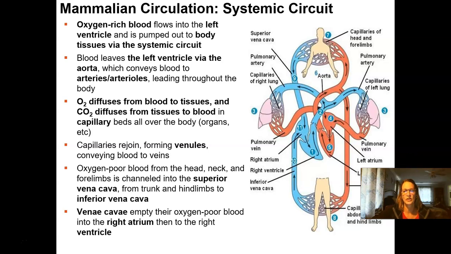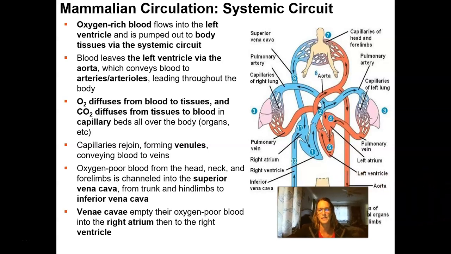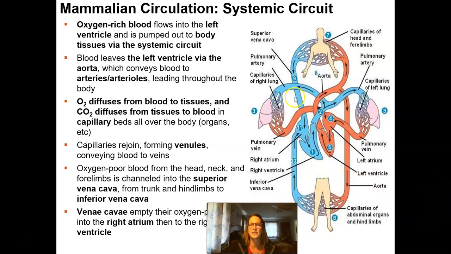The systemic circuit is essentially the opposite. Well, it's not exactly the opposite, but it's moving the oxygenated blood around the body so that the cells of the body can use the oxygen in the blood. They can also give carbon dioxide to the blood so that it will eventually go back through the lungs and be able to get rid of that carbon dioxide. So for the systemic circuit, we have oxygen-rich blood flowing into the left ventricle.